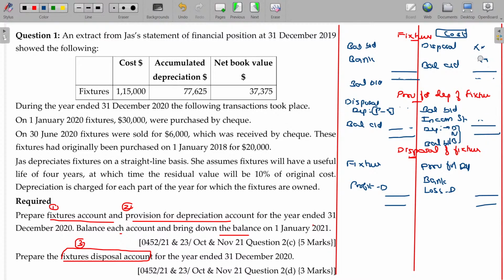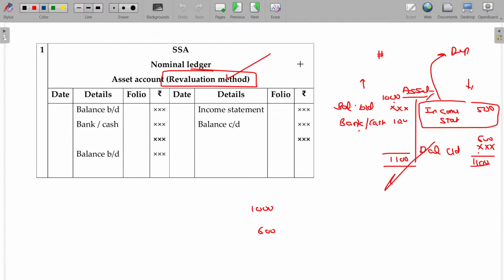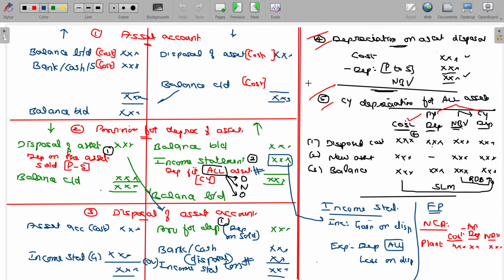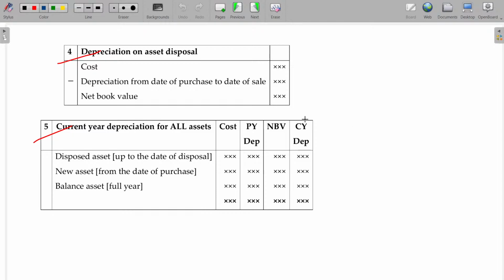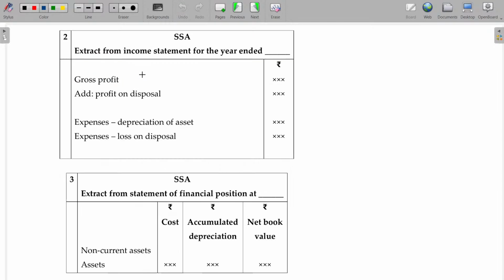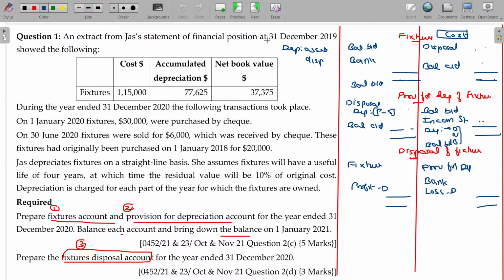And before that, you can prepare another format also. What's that? Depreciation on the asset disposed. Cost, accumulated depreciation on the asset disposed. This format: cost minus depreciation gives the net book value for the disposed asset. Cost minus accumulated depreciation, you'll get the net book value.